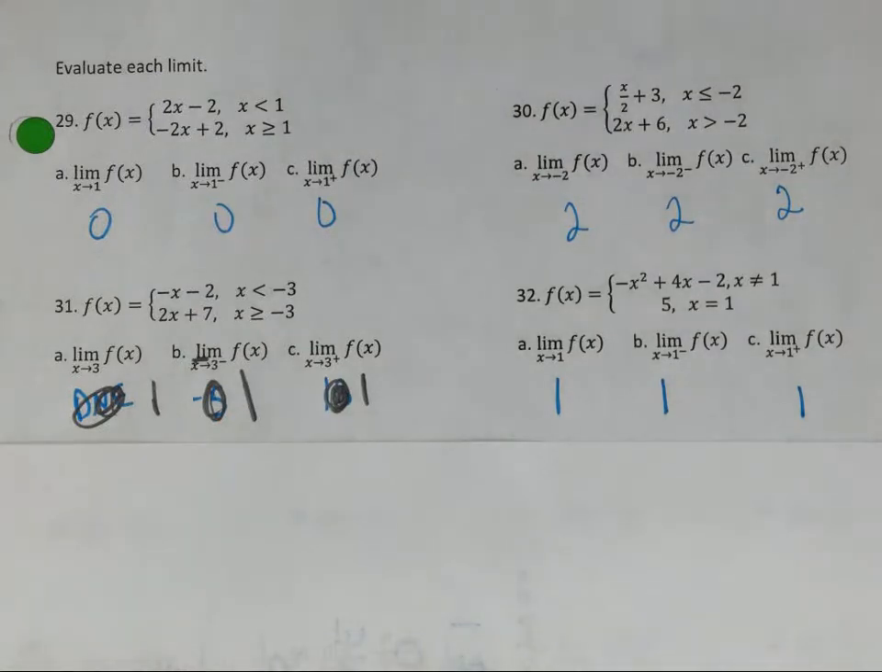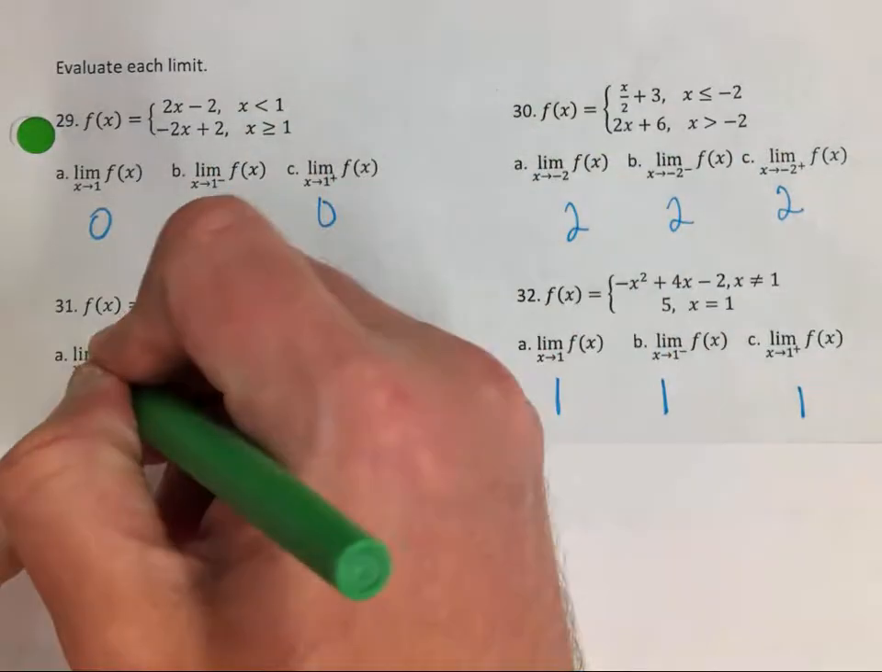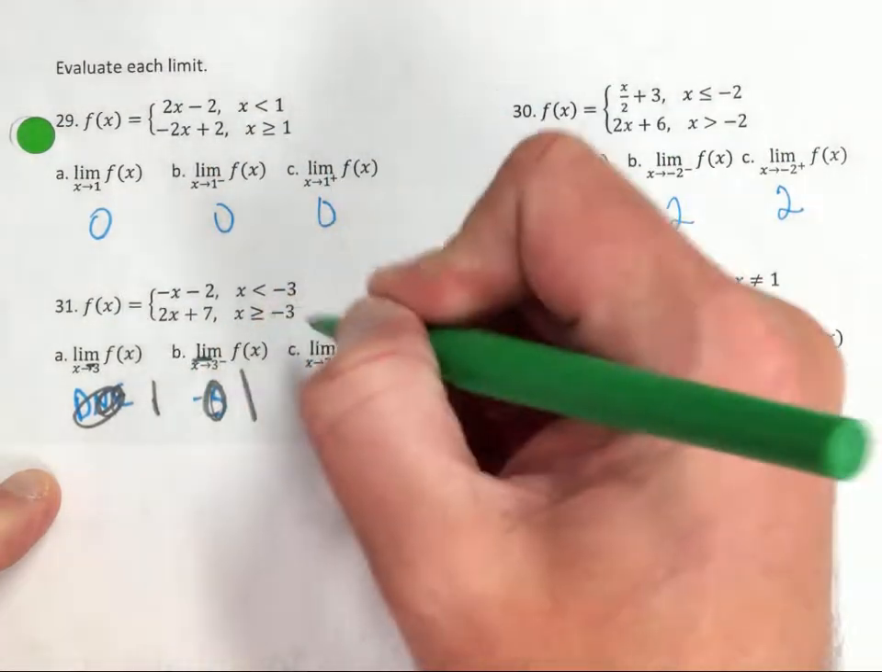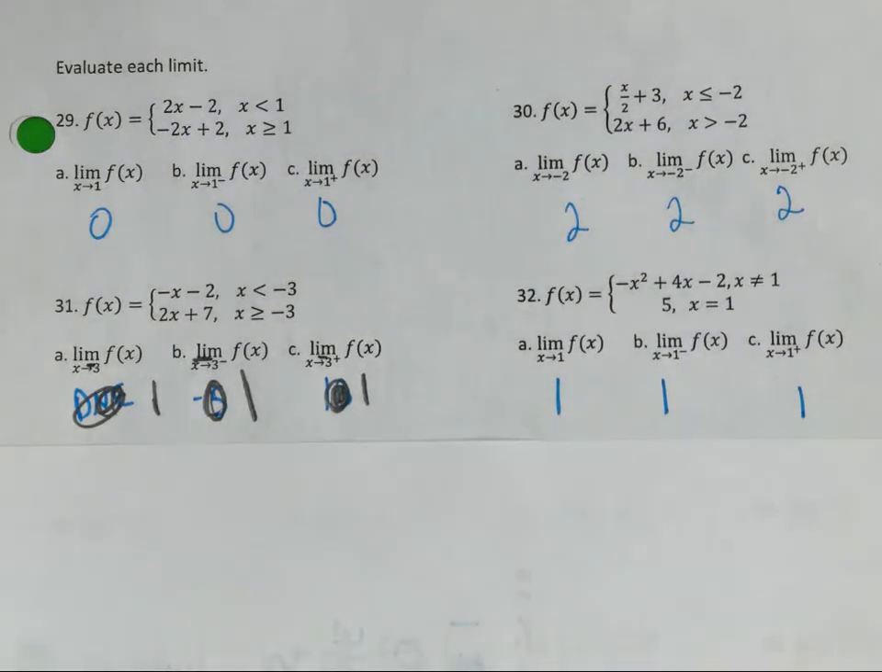Number 31. This should have been negative 3s down here, guys. I'm sorry, it said positive 3. So let's change that to negative 3s. Should have been negative 3s. So the limit as x approaches negative 3 from the right. This represents here. 2 times negative 3 is negative 6, plus 7 is 1. To the left, a negative 3 would make it a positive 3, minus 2 is 1. So my overall is 1.